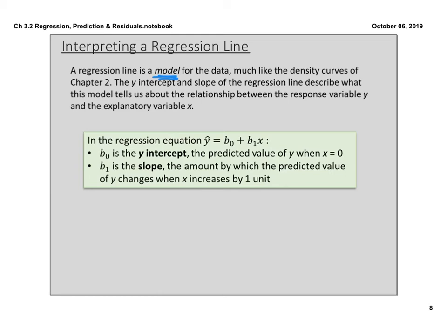The regression line is just a model. It's just a model for the data. It doesn't contain the actual data. The y-intercept and the slope of the regression line describe what the model tells us about the relationship between the response variable and the explanatory variable. So in this regression equation, and remember that's just like slope-intercept form, b sub 0 is the y-intercept and b sub 1 is the slope, okay? And that's the amount by which the predicted value changes with each unit increase.